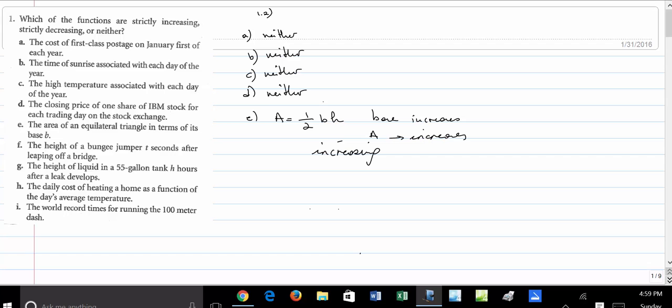If base decreases, then area decreases, then the answer would have been strictly decreasing as well. So as base decreases, area decreases, then I would have said this is decreasing.